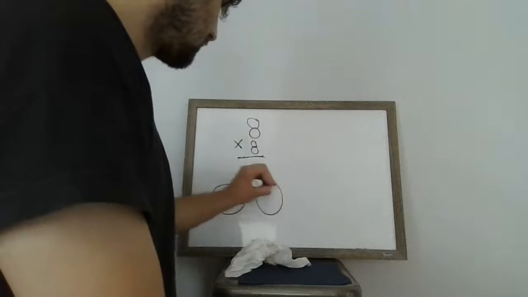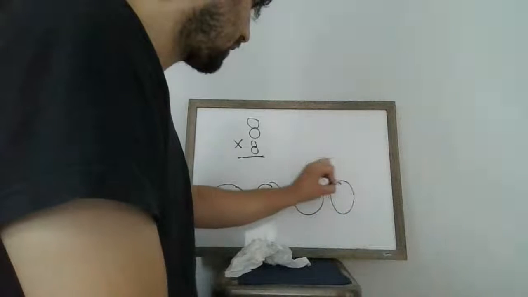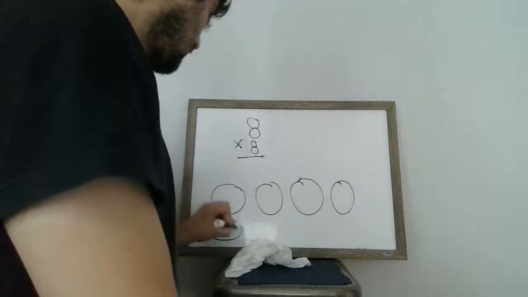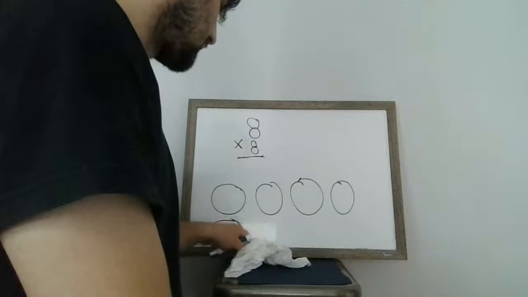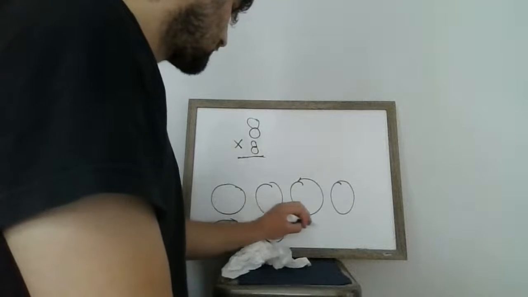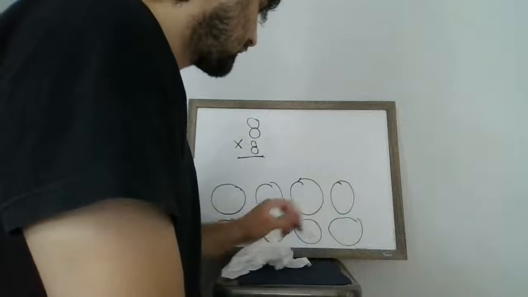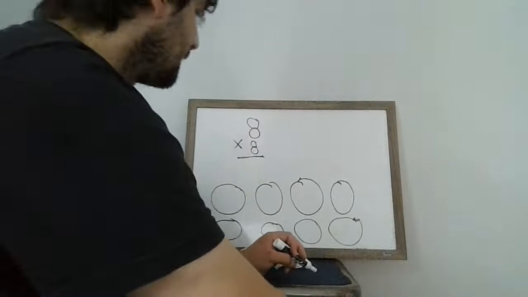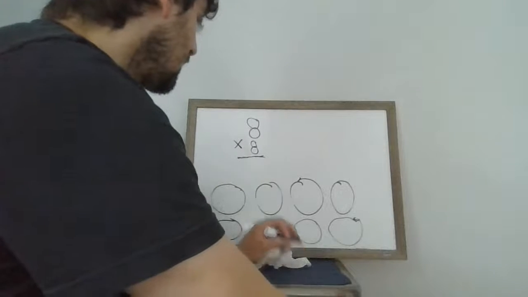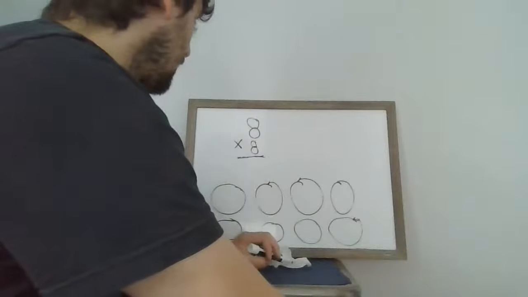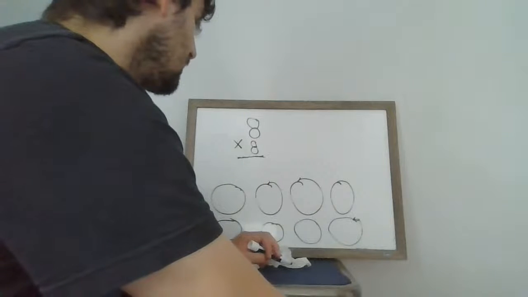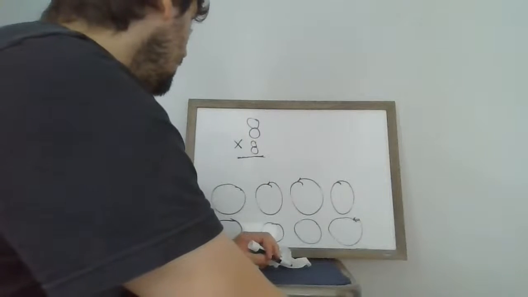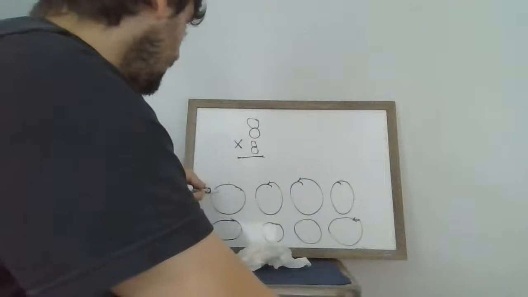So 1, 2, 3, 4, 5, 6, 7, 8. We're going to put 8 objects in each circle. So 8 circles, and we're going to put 8 objects. We'll use X's, I guess, for this one. 8 X's in each circle. Count the total number of X's.